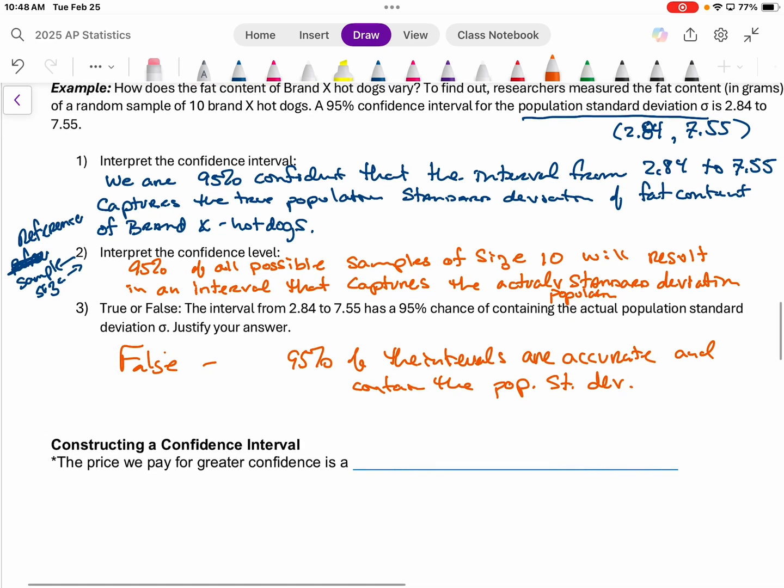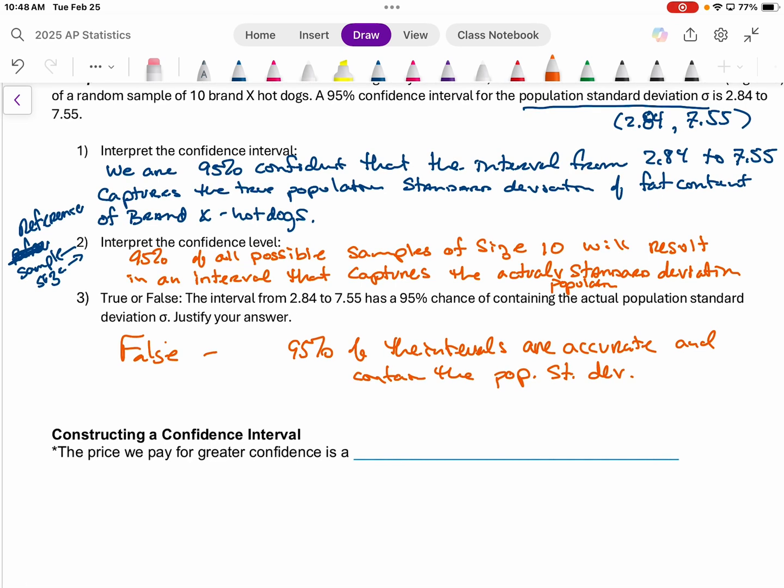Constructing a confidence level or interval, sorry. Here's the challenge. There is a price we pay for greater confidence. What is better to have, an 80% confidence or a 99% confidence? 99, right? We think 99% confidence is better. The challenge is there's a price when we have a higher level of confidence. The price we pay for greater confidence is a wider interval.